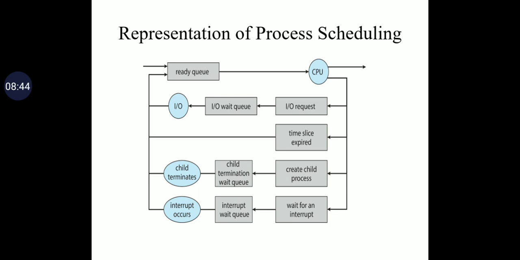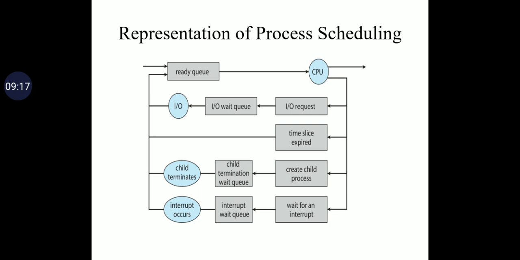Now we have the ready queue. Processes stand in the ready queue, and from there they go to the CPU for execution. Once a process gets the CPU, it moves to the running state. Then from the running state it can go to different states. Either an IO request has come in that particular process, then it will go to the waiting state and be put in an IO queue. Then when the IO completes, it will again be put back in the ready queue.